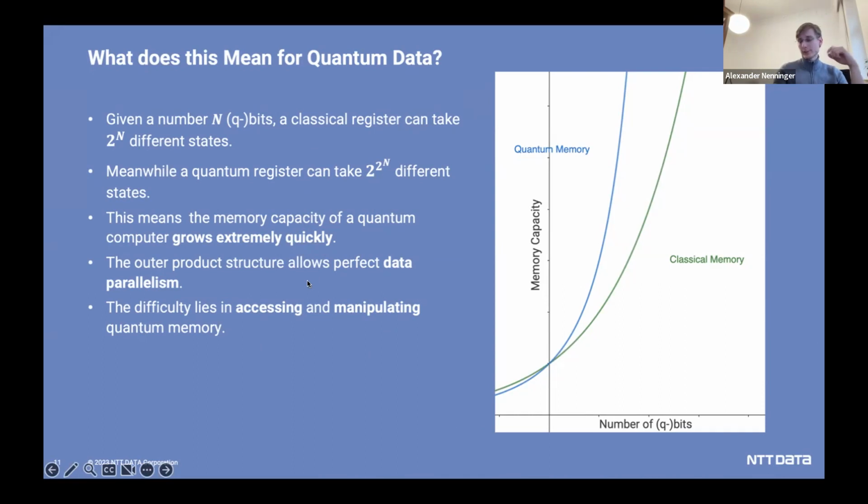It's also nice because this outer product structure basically means that you can have some sort of interaction between any possible subsets of your qubits. So for example, if you have 3 qubits, then you can have some sort of operation on only just 1 qubit, or you can have an operation on the first one and the second one, or the second one and the third one, or you can have an operation on all 3 combined. This means that you can have perfect data parallelism. You can act on all the qubits at the same time with one operation. That's what's exploited in Shor's algorithm.